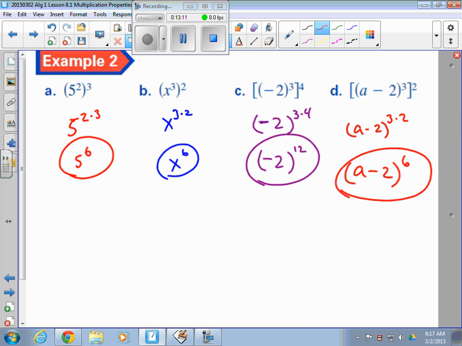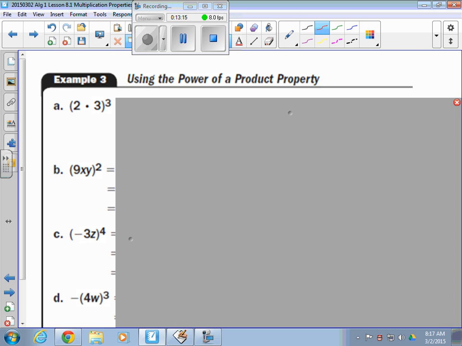Now we're going to look at an example in a couple of minutes where we'll go a little bit further than that, but let's take a look at example number 3 now. Now it says using the power of a product property. Now you have 2 times 3 to the 3rd power.